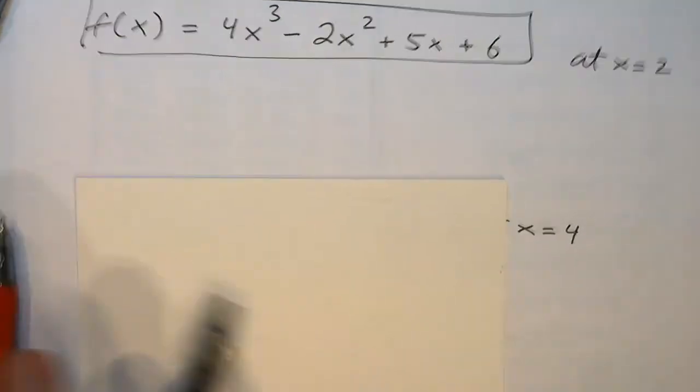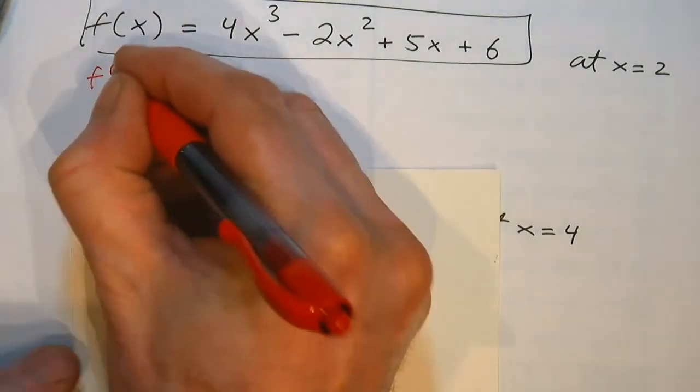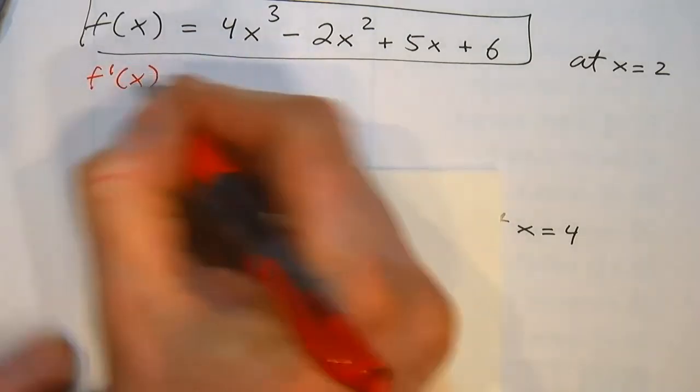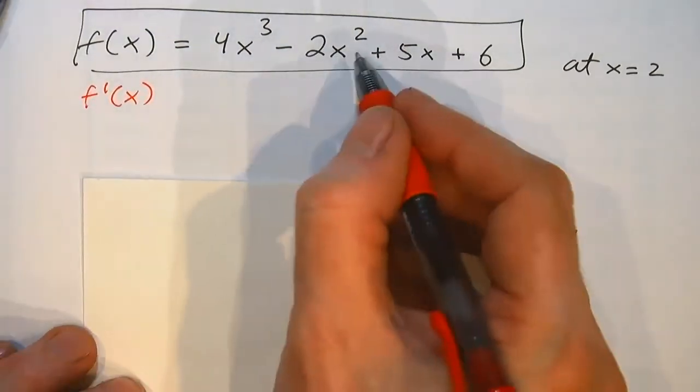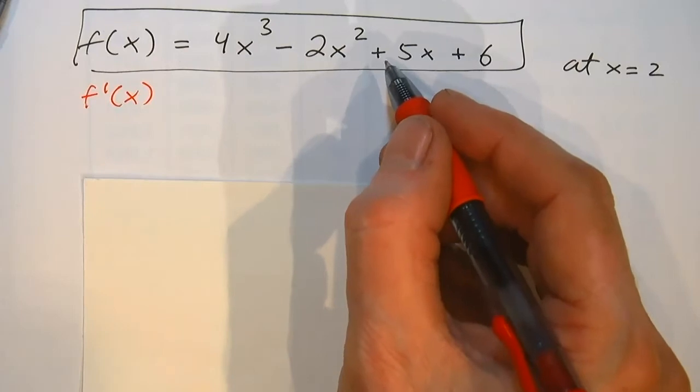So you just do the derivative. Okay, so here's the derivative. This is the slope equation. This one tells you points. If you plug in 2, you just find some point on the graph.